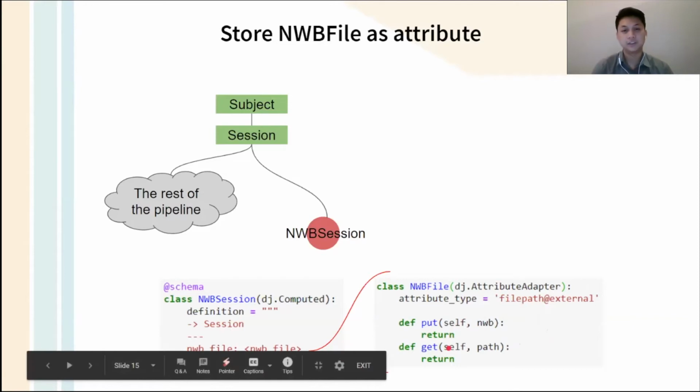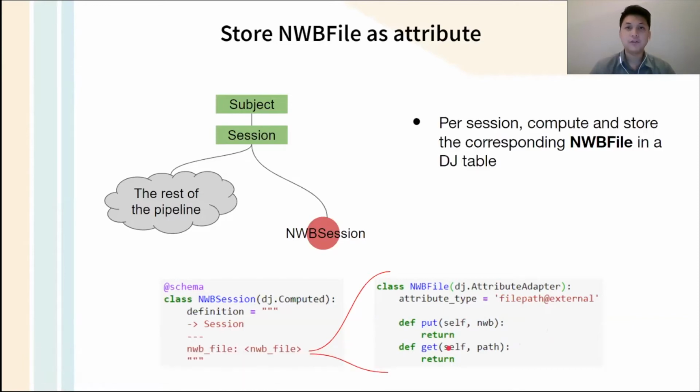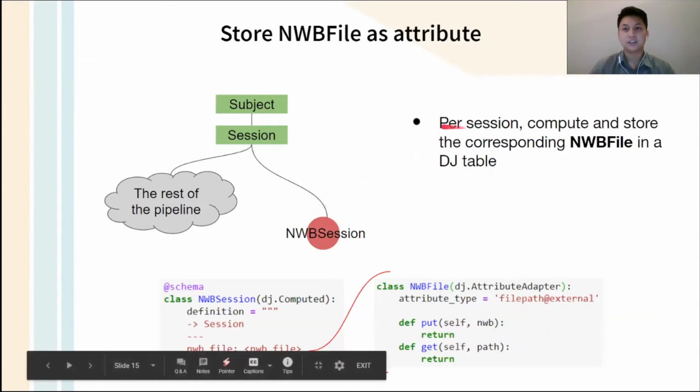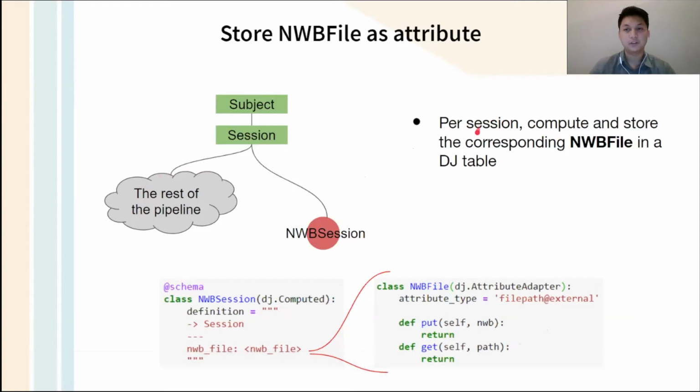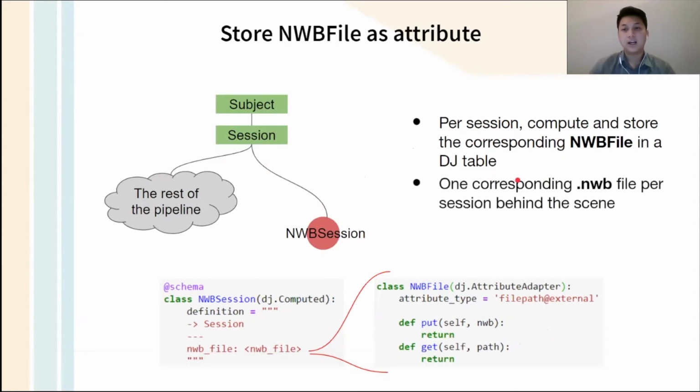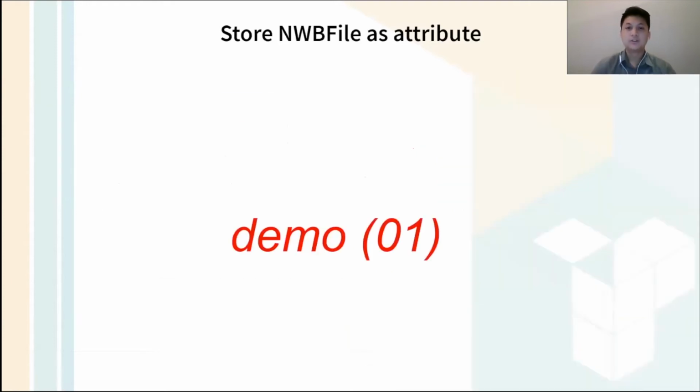The idea of this approach is that for every session, after the entire pipeline has been run through, you can compute and store a corresponding NWB file in a table for fetch. That would then have one corresponding NWB file per session behind the scenes that you can definitely work with outside of DataJoint. Okay, right. So this brings me to the next demo. I want to quickly demonstrate how this would work.